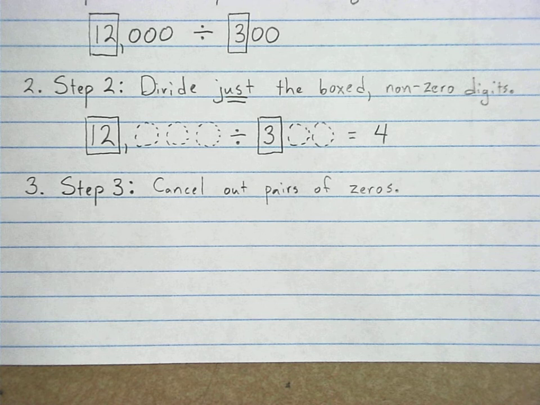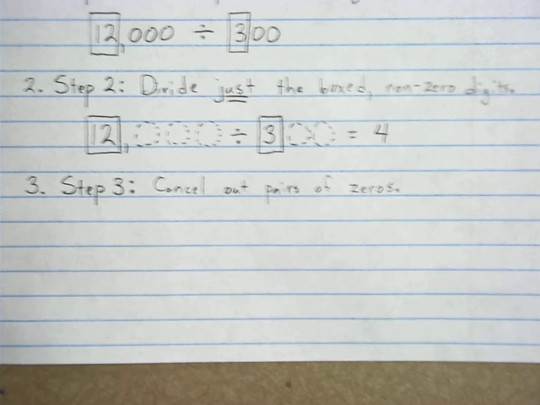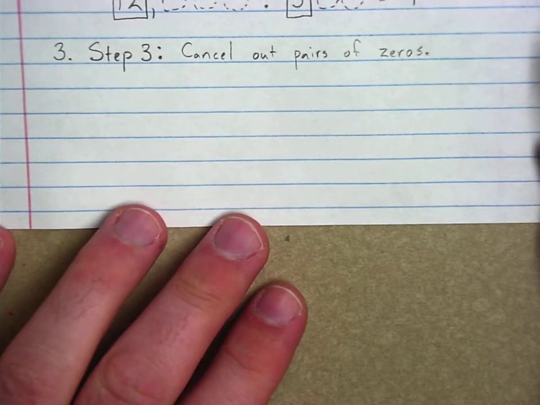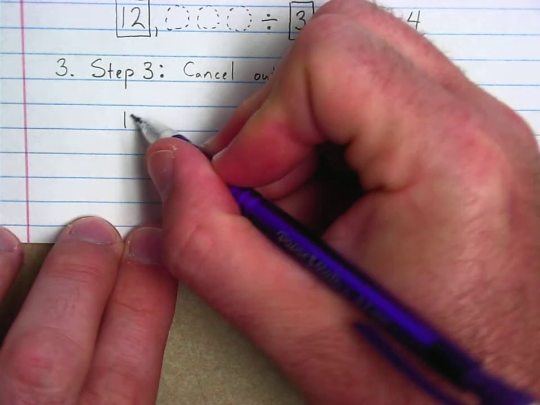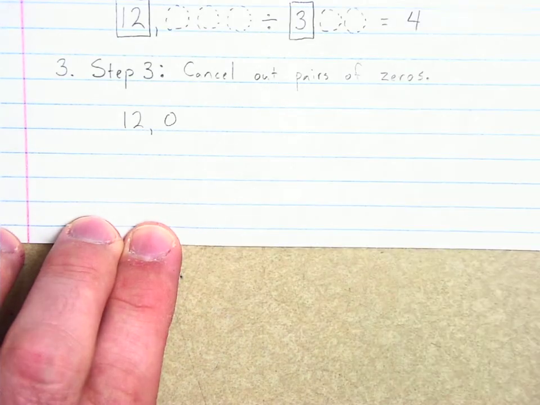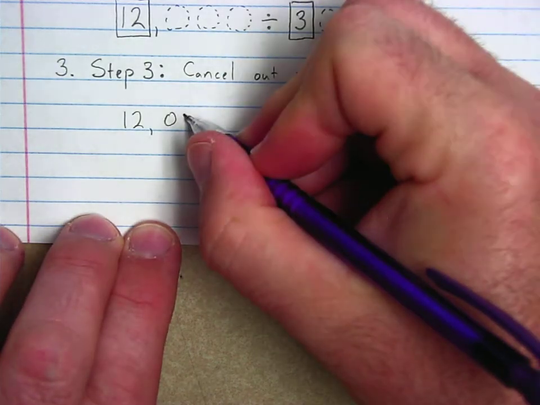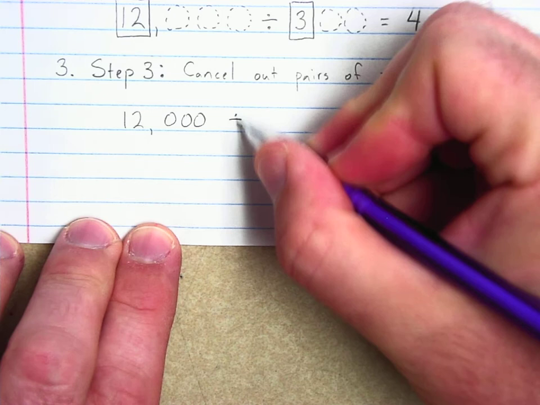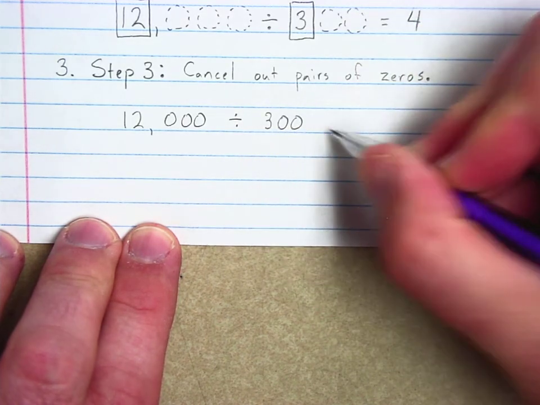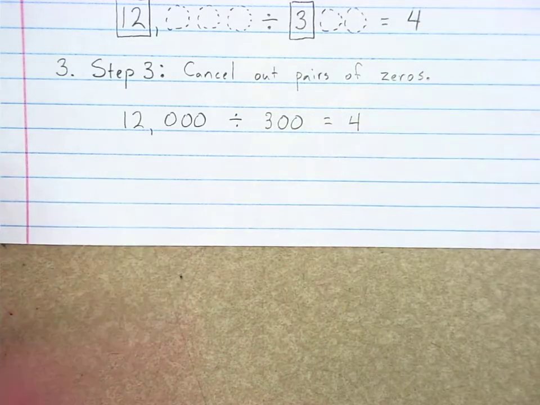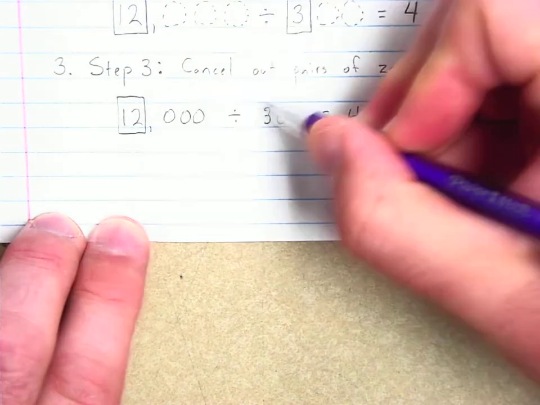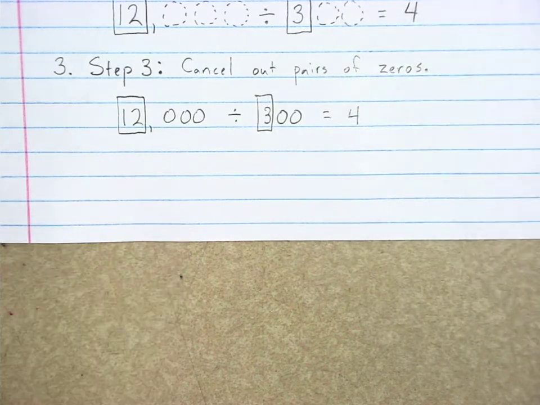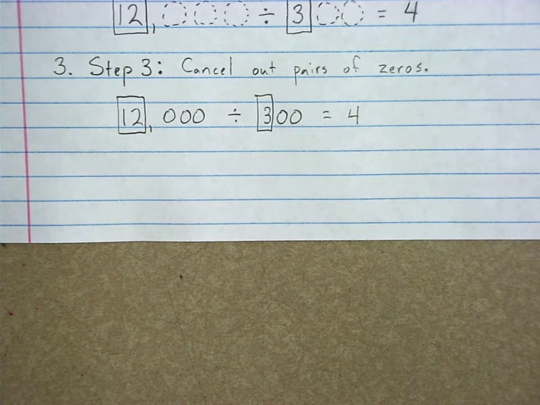Now, this is the part where I have one of my silly examples. This is where I teach my students your numbers are basically playing Go Fish. So what on earth does that mean? Let's break the pencil and then find out. 12,000 divided by 300 equals 4 something. Now we had boxed up the 12, we boxed up the 3, that's where the 4 is coming from, so we're good there. What's going to happen is the zeros are going to play Go Fish.